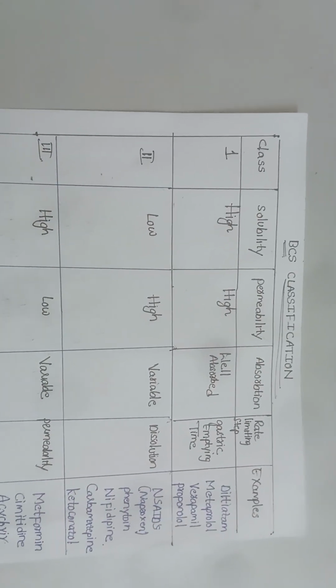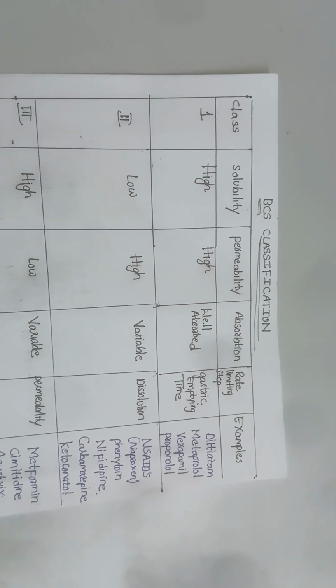Now moving on to the BCS classification. BCS stands for Biopharmaceutical Classification System, which helps to categorize your drugs based upon their solubility and permeability, for regulatory approval and for better formulation to increase the solubility and permeability. In BCS classification, we have a total of four classes: class 1, class 2, class 3, and class 4, where the critical parameters are solubility and permeability.